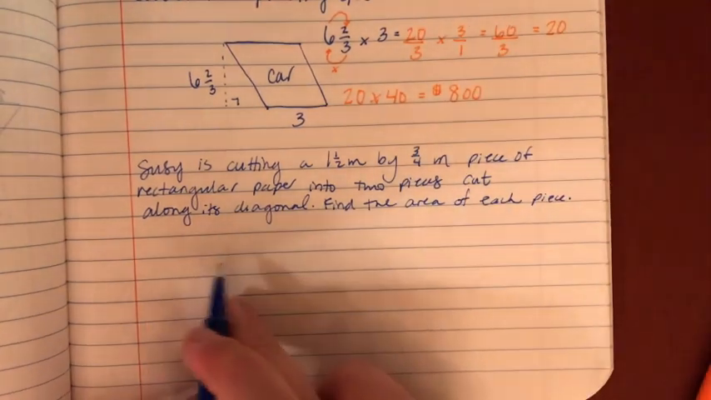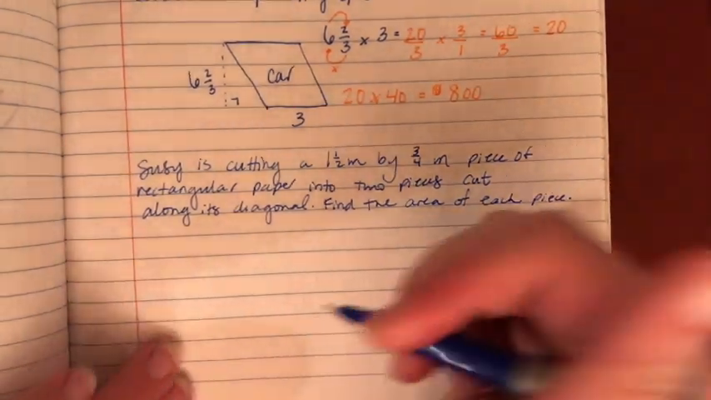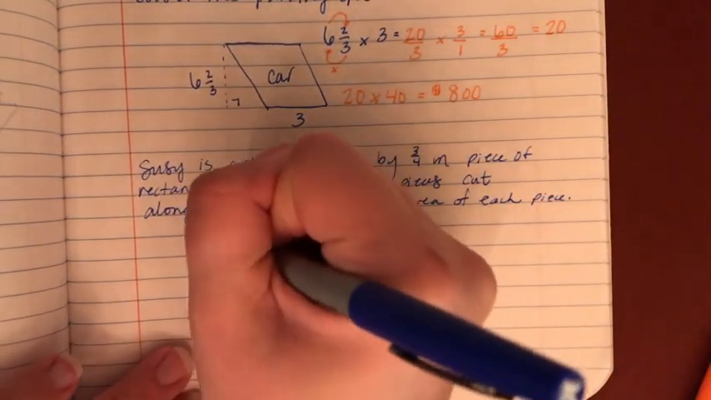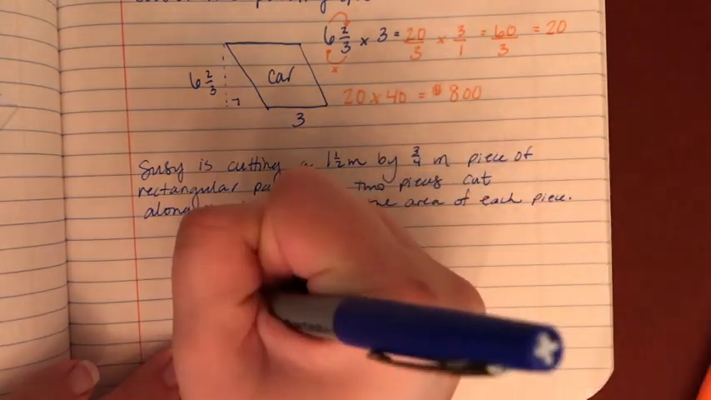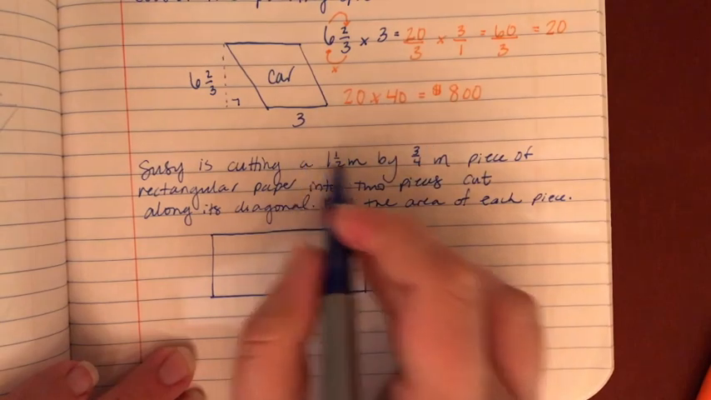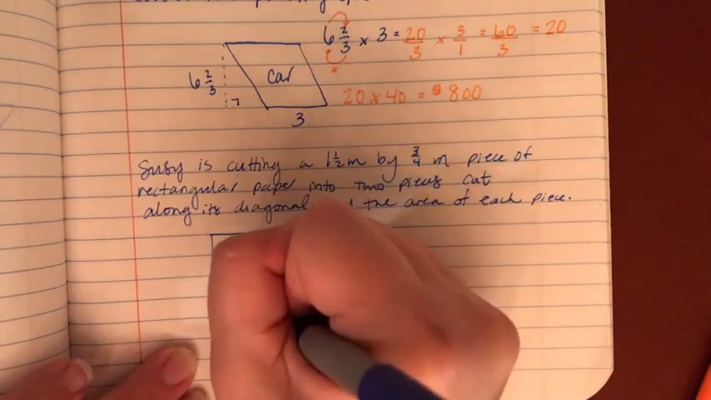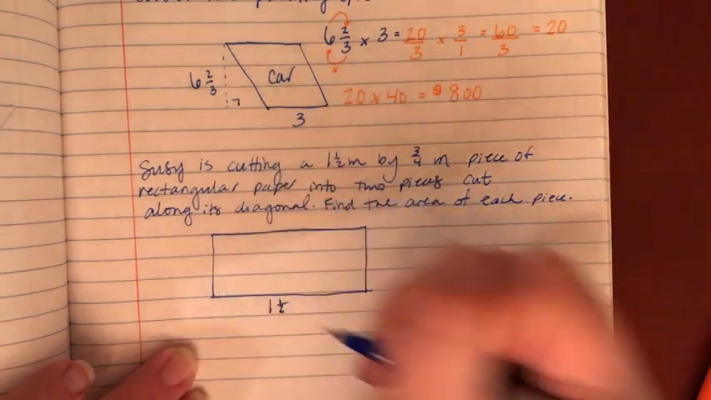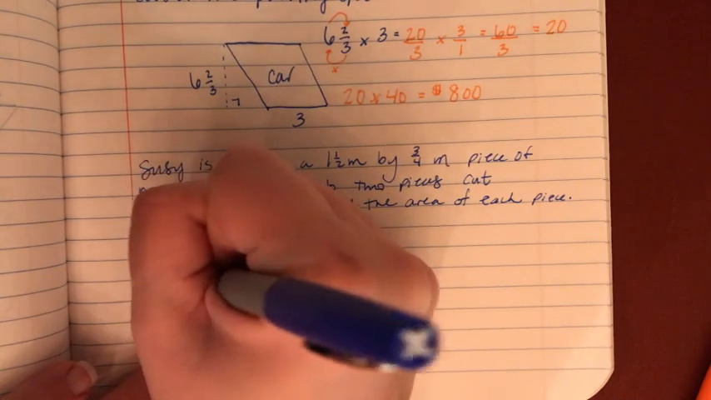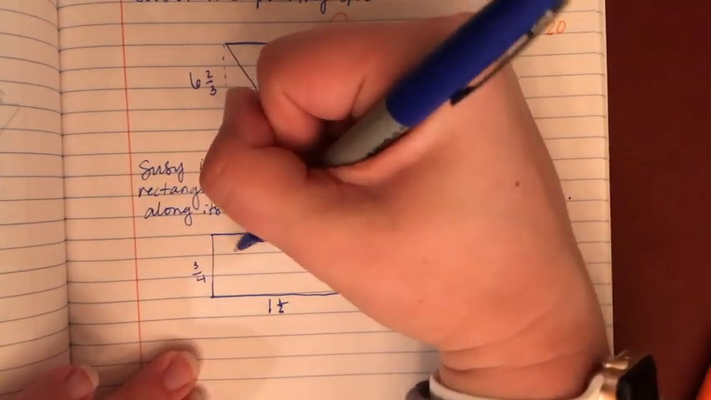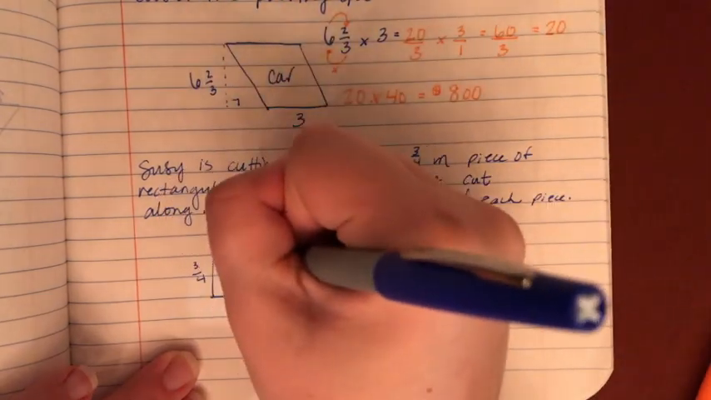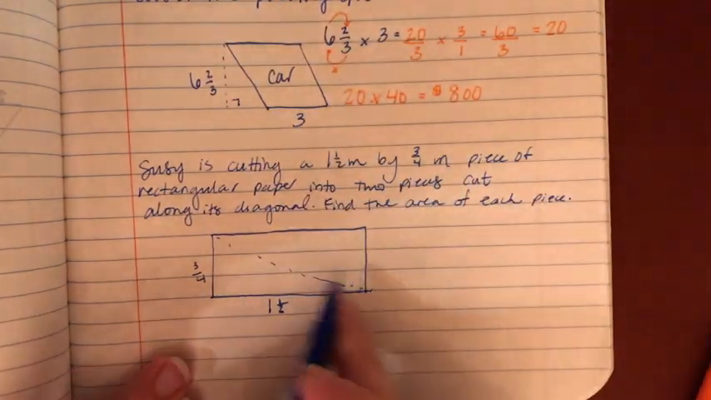Okay, so let's first draw this out because I think that will be helpful in terms of solving. So it's just a rectangle. And then they said that its dimensions were 1 1/2 by 3/4. So this is going to be our 1 1/2. And then this will be our 3/4. And then it said that they cut it along the diagonal. And we want to find the area of each piece.